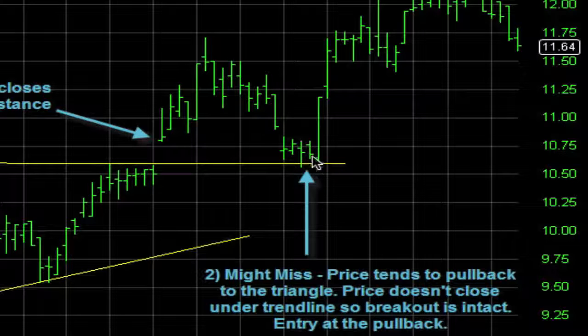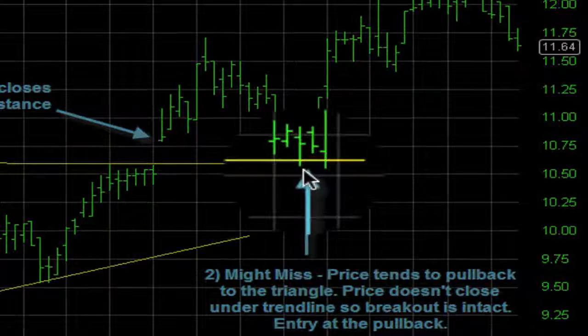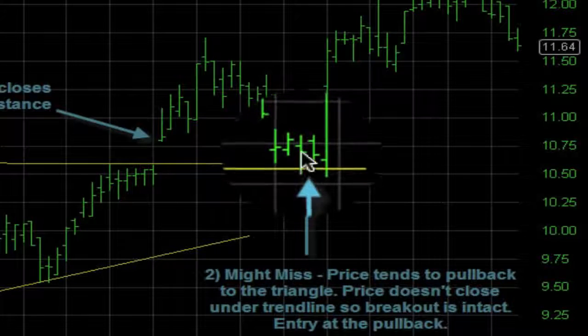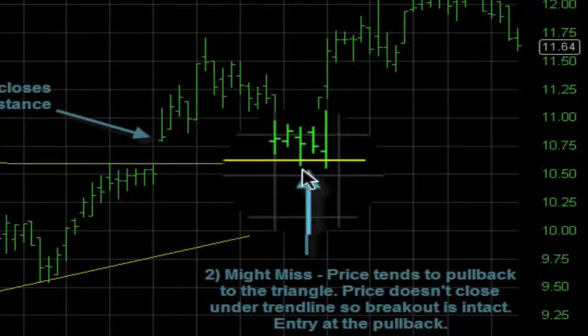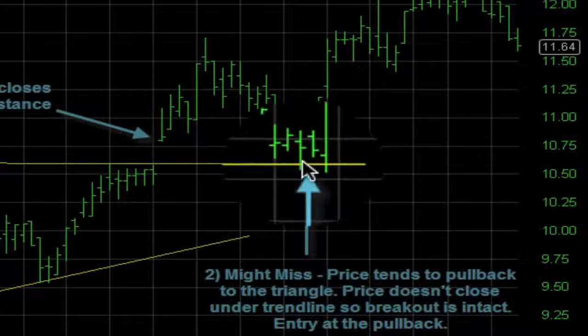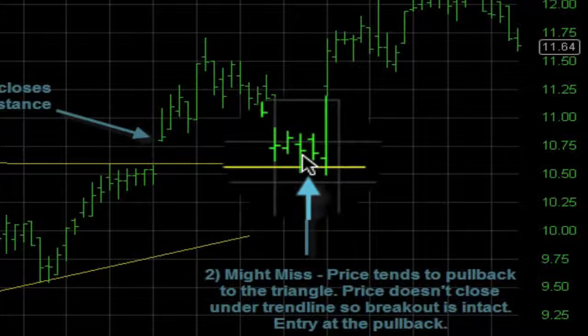I normally enter a pullback to a support area by using a bar suggesting buyers coming in, and I see that on this bar here. We open here, move down, and then we see the buyers coming in, pushing the price up again, and it closes up here.